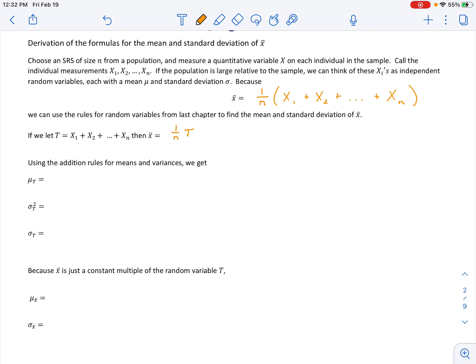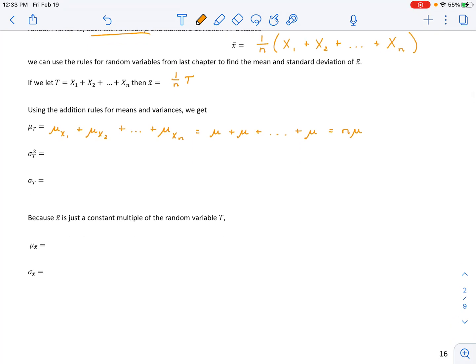My rules for addition, for my means, my variances, and whatnot, I've told you before: you're allowed to add means. So if t is the sum of all these x's, then the average of t is the average of my first x plus the average of my second x plus the average of my third and my fourth and my fifth and my nth x. But it was said at the very beginning that they all have mu for their mean. So there'll be mu plus a second mu plus a third plus a fourth plus a fifth plus an nth mu. So there would be n of those mu's.